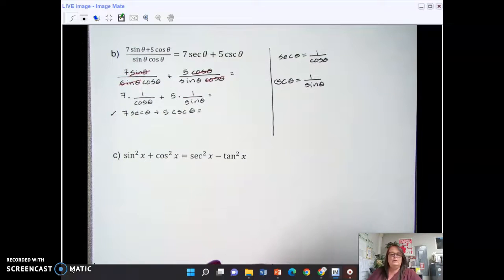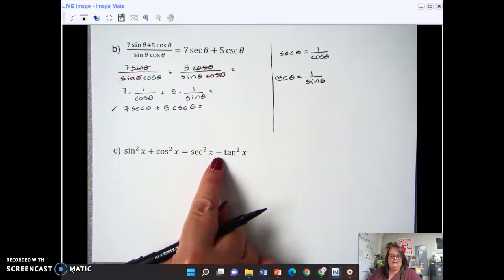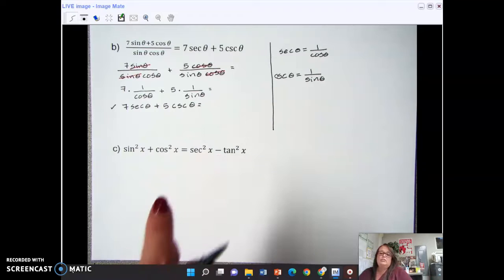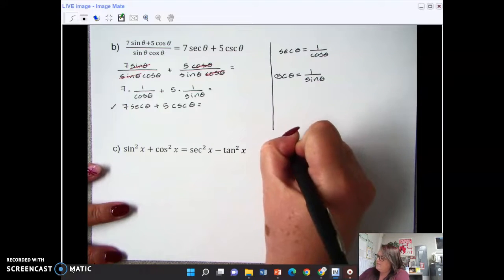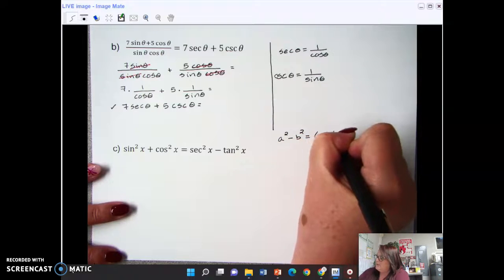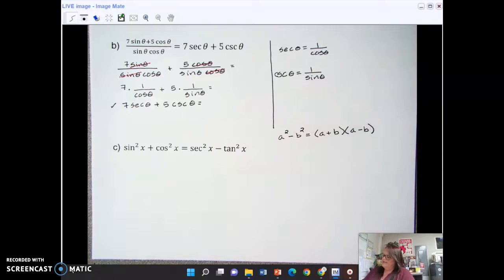Okay? So taking a look at C, I'm going to play with the right-hand side. And so again, we're treating this just like algebra. Yesterday, or in the 7-1 section, we talked about an algebraic identity that says if we have a squared minus b squared, that's equal to a plus b times a minus b. Actually, I'm going to take that back. You can do that, but I don't think that's going to be our best method here. I'm going to take that back.